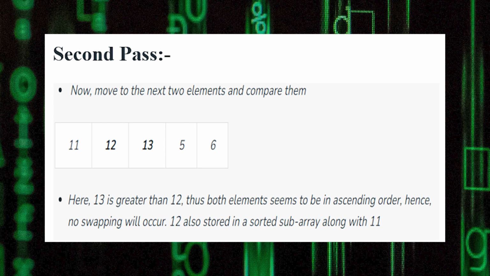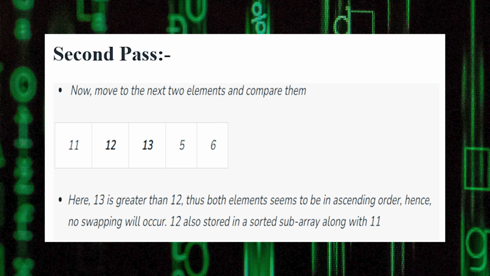13 is greater than 12. Whatever elements are there in the sorted array, that is 11 and 12, first we have to compare 13 with 12. If 13 is greater, then we do not have to compare 13 with the other element, 11. If 13 is greater than 12, then we do not have to perform any swapping operation. Automatically 13 is in the right position.